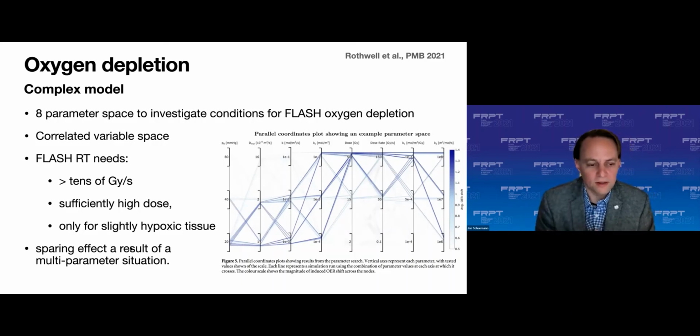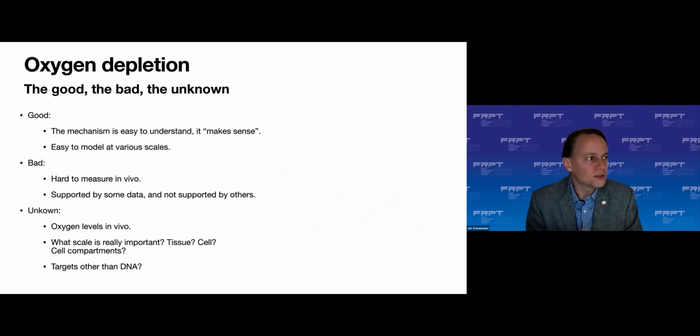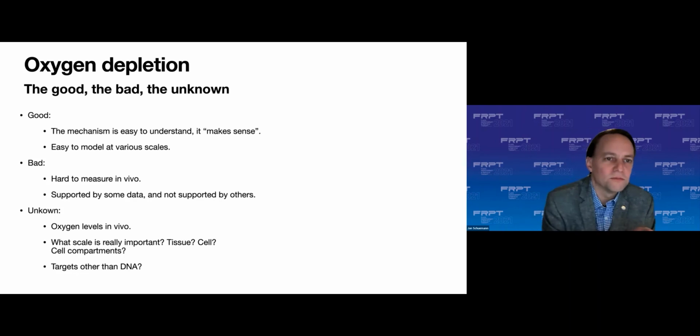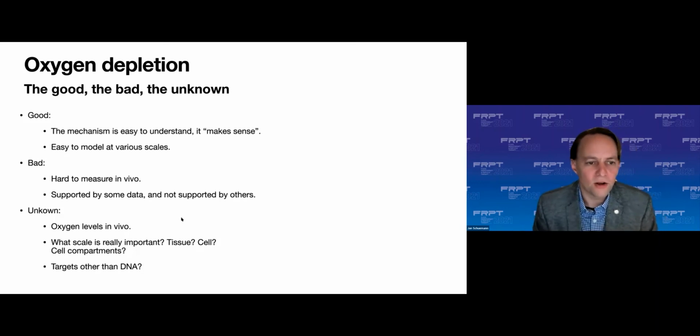But they show how the sparing is potentially dependent on multiple parameters here and how they interact with each other. So I talked a lot about oxygen depletion so far. The main reason for this is oxygen depletion is actually something that feels inherently like it makes sense. It's easy to understand. It's a mechanism that we know how to model. And so this is why a lot of studies actually look at oxygen depletion as a mechanism of FLASH.